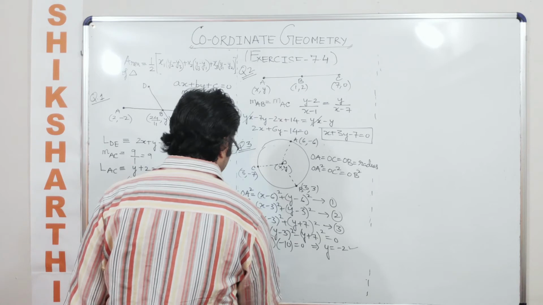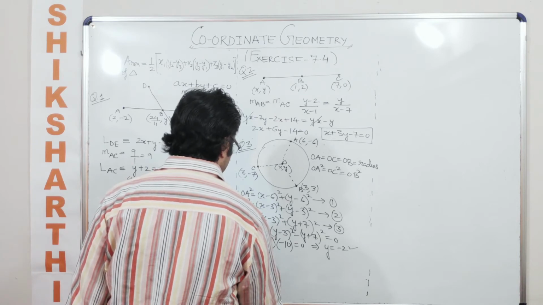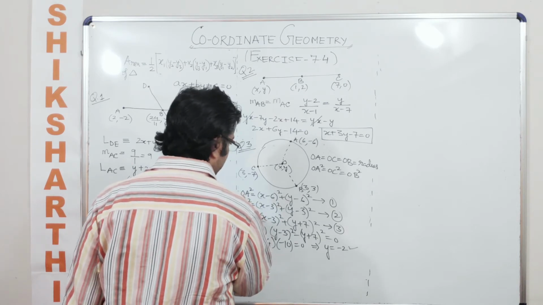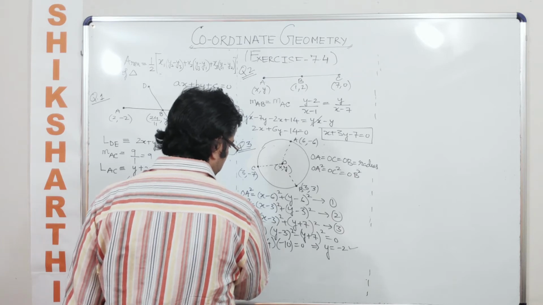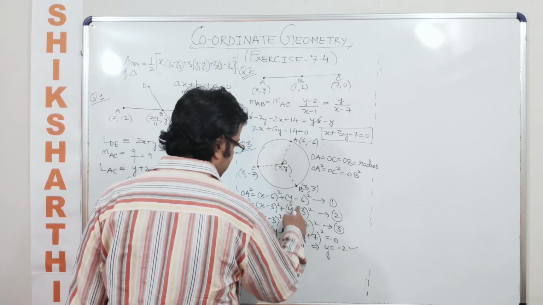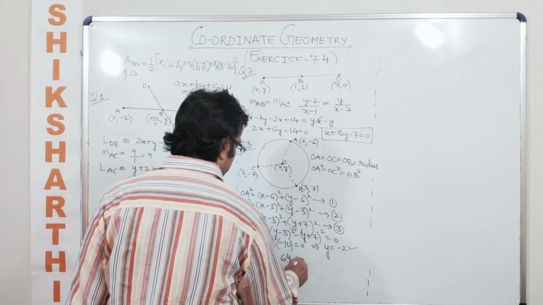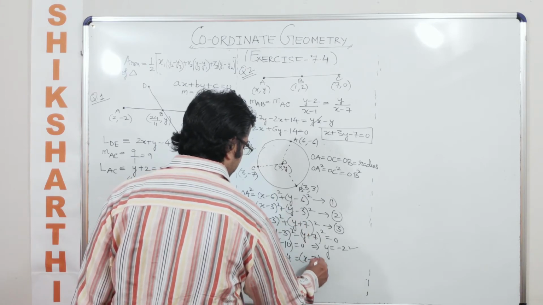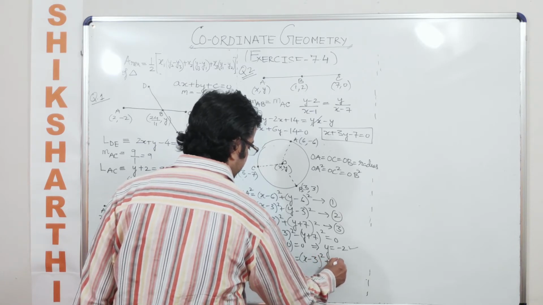So in that case, what are we saying? I am asking you to equate equation 1 to equation 2. So we are saying x minus 6 whole square plus 64 is equal to x minus 3 whole square plus 25.